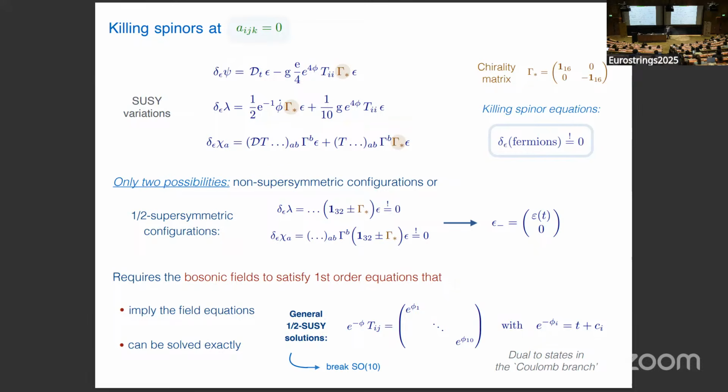You see that for Ci's that are not equal to each other, this solution typically breaks the SO(10) symmetry. If you take all the Ci's to be equal, you recover the D-1 brane solution that I presented before. When you actually break SO(10), in the matrix model we expect these solutions to be dual to states that are in the Coulomb branch of the matrix model. We'll start turning on certain VEVs for some of the operators that I will present before.